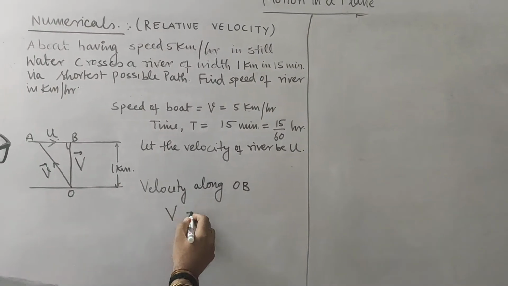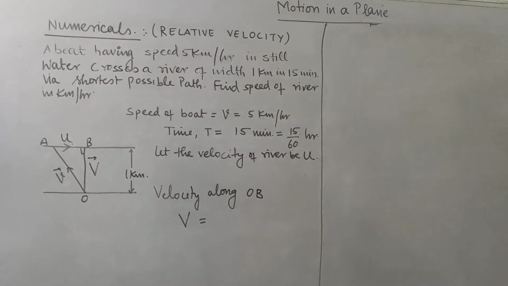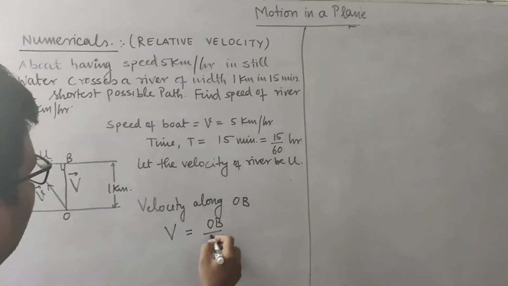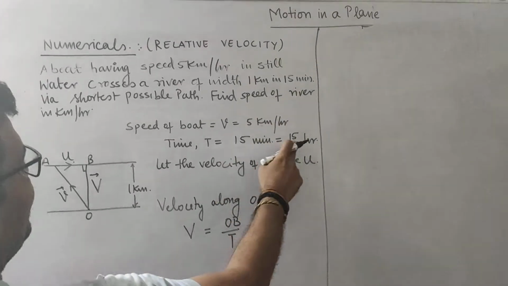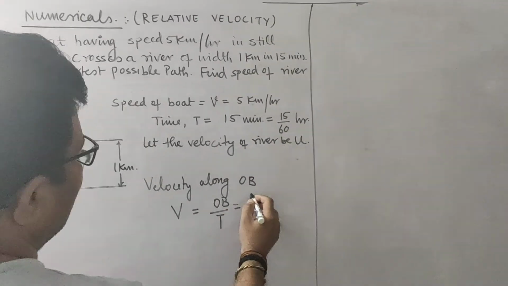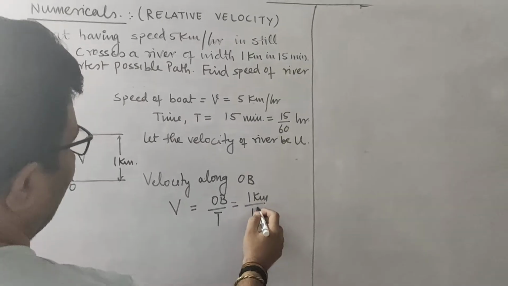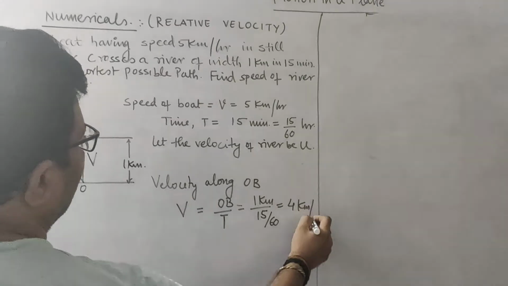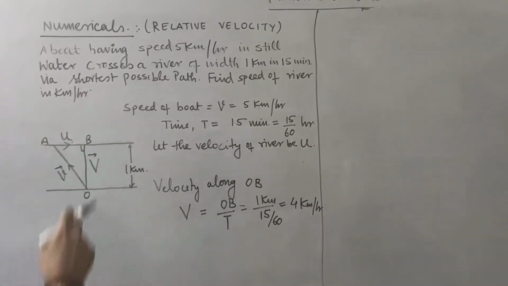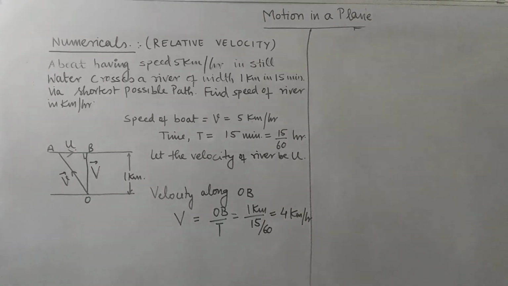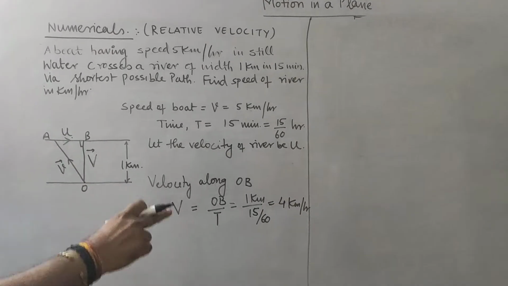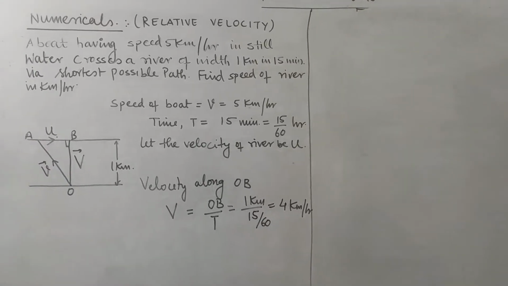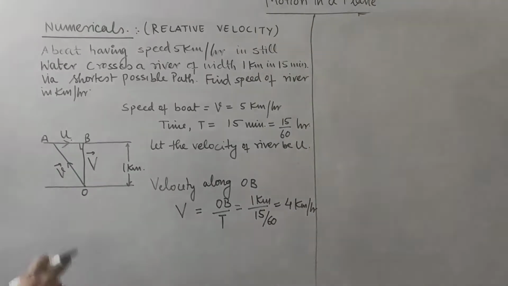is V, capital V is equal to, speed is equal to distance upon time. So distance OB upon time. How much time? 15 minutes can be converted into hours. So OB is 1 km and time is 15 by 60. So it becomes 4 km per hour. So this velocity is relative velocity along the shortest path, that is 4 km per hour, and you need to find the velocity of the river. You need to find u.